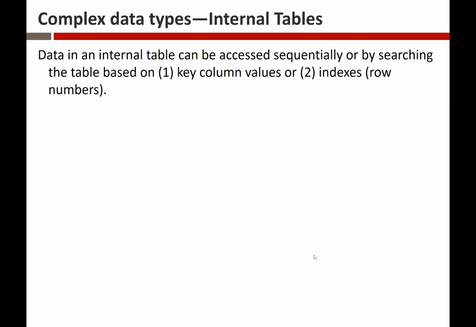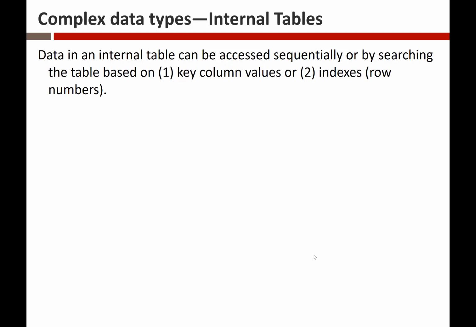I have different kinds of internal tables. Data in an internal table can be accessed sequentially. So there's the concept of starting at row or record, whatever term you want to use, index 1, and then traversing to index 2, 3, 4, 5, and so on. Or I can search the table based on fields that are designated as key fields.